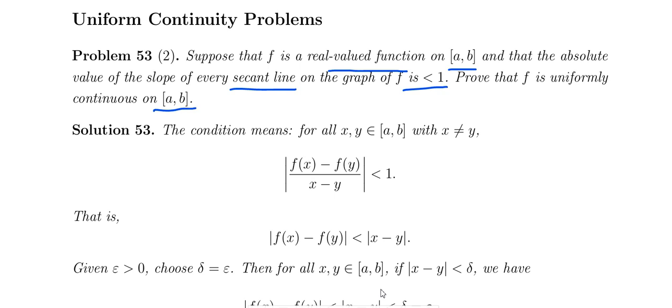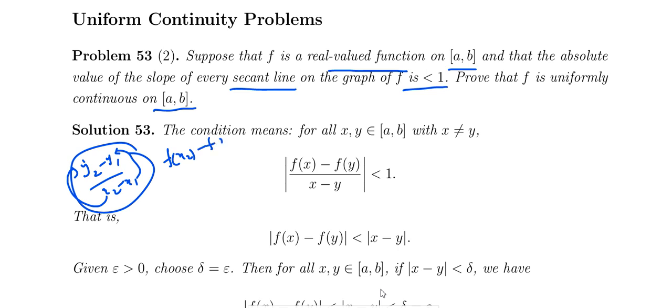Closed interval a comma b. What is a secant line? That is the slope of every secant line. Slope is generally y2 minus y1 divided by x2 minus x1. Here y2 is the image of x2 and y1 is the image of x1, that is f of x2 minus f of x1 divided by x2 minus x1, that is called the slope.